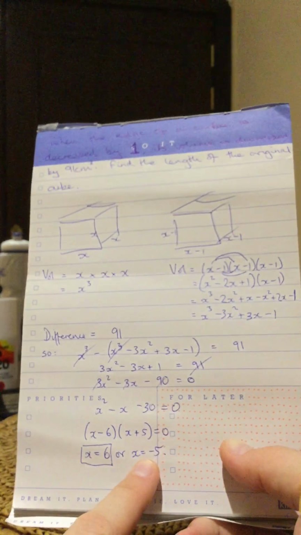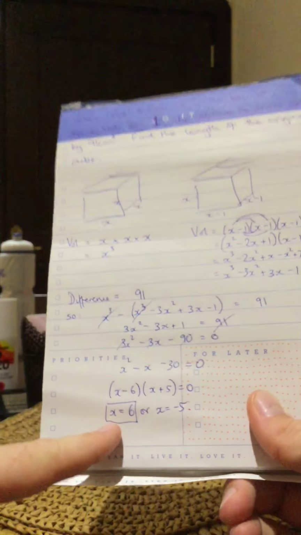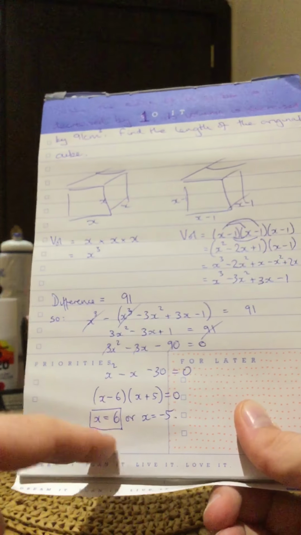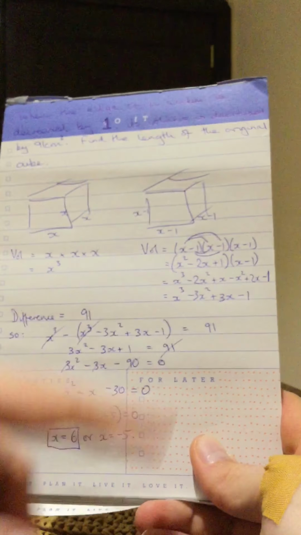Now in the context of this problem, we're talking about side lengths of a cube. So it's not really sensible for us to have a minus 5 side length for the cube, because that doesn't exist. So it's going to be 6. So this side here of the original cube is 6 centimeters. Hope that was useful, and sorry about the makeshift pad.